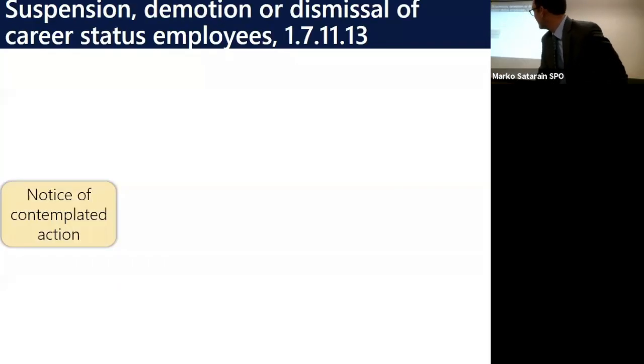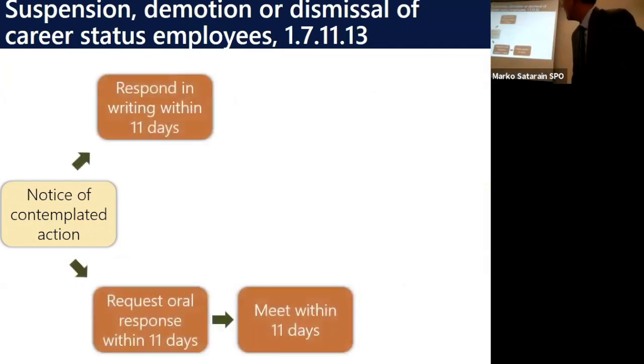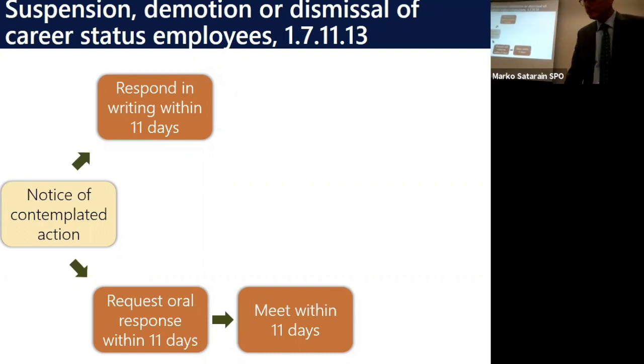All right, so here's our little process, right? Got the notice of contemplated action. And then we have a period of time that a person can respond in writing within 11 days of receiving the notice of contemplated action, or they can request an oral response within 11 days. So if they're requesting an oral response within that 11-day period, then you have to meet with that person within 11 days from that oral response request.